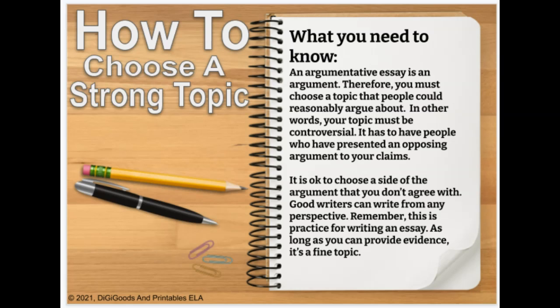The next thing that's important to know is that it is okay to choose the side of an argument that you don't necessarily agree with. Let's say your teacher allows you to pair up with a classmate so that each of you can argue one side of the same topic. Well, you might get stuck with a side of the argument that you don't agree with. Just remember that you're doing this for the purpose of learning how to write an argumentative essay. So therefore, it's okay to take the opposite side. Good writers can write from any perspective.